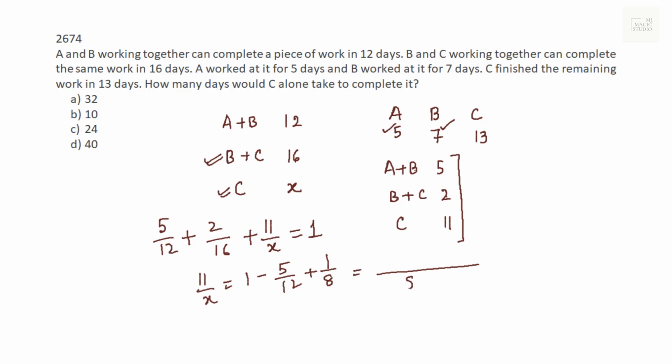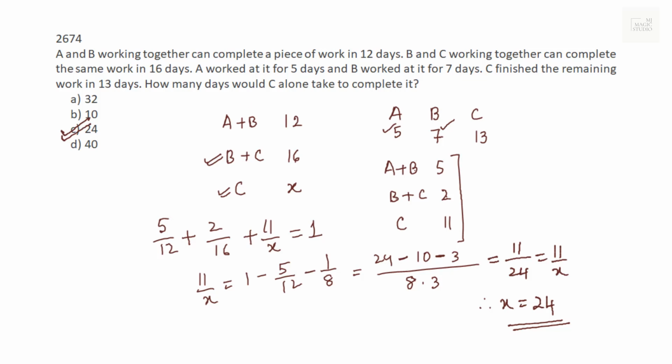LCM, let me take 8 into 3, 24. 24 minus 10 plus 3, that is 17. Yes, 17 by 24. Sorry, here we have minus 3. So 24 minus 13, this would be 11 by 24, which is equal to 11 by X. Therefore, X is equal to 24. So C alone would take 24 days to complete this work.